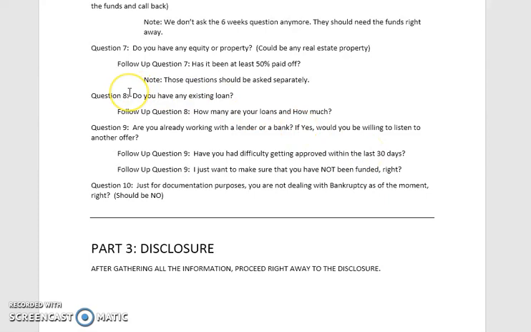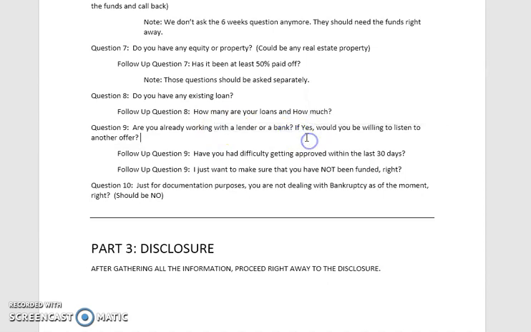Do you have any existing loan? Okay, do you have any existing loan? Yeah. And we know this already. If they have, we ask how many are your loans and how much. Next, are you already working with a lender or a bank?